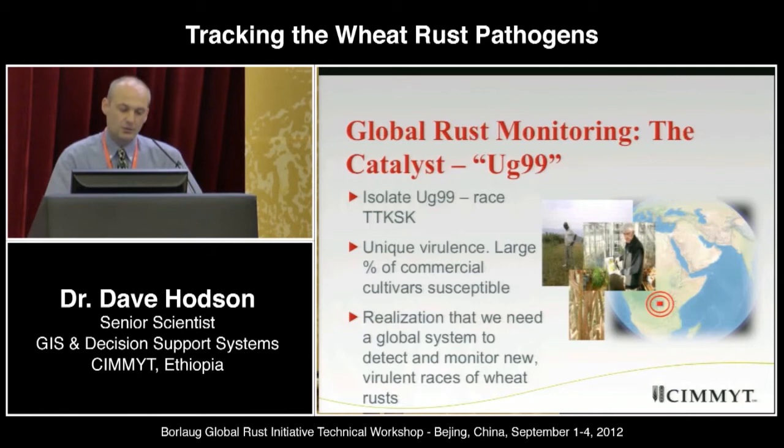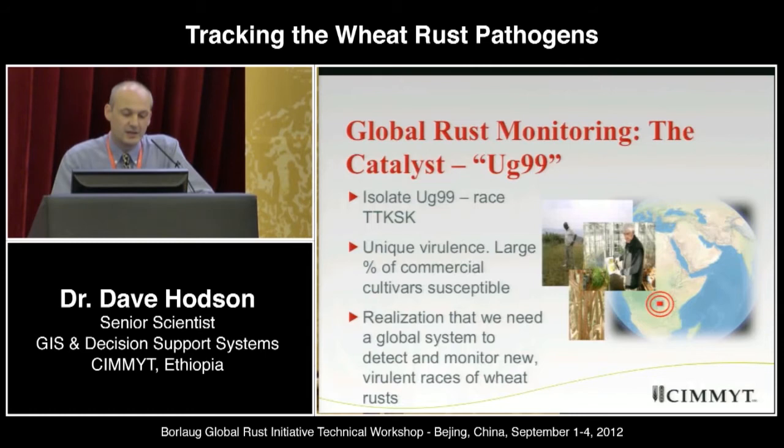So the global rust monitoring work: UG99, that was really the catalyst. That was the spark for all this work. Isolate UG99, which was race type TTKSK, was soon realized to be quite unique. In terms of the virulence package that it possessed, we really hadn't seen anything like this before. It was also soon realized just what a large proportion of the world's commercial cultivars were susceptible.